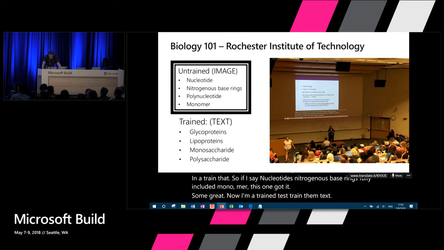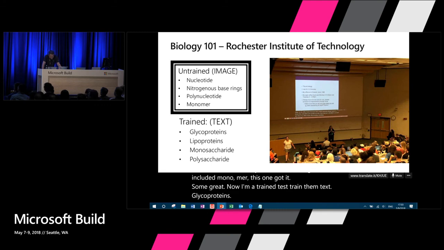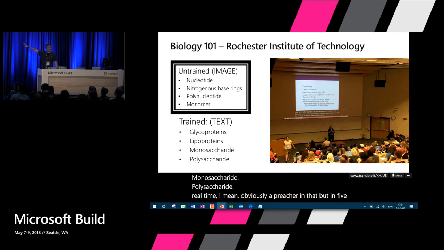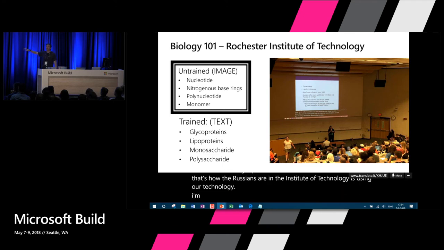Now the trained text. Glycoproteins, lipoproteins, monosaccharide, polysaccharide. Real time, I mean, already I pre-trained that, but in 5 minutes. And that's how the Rochester Institute of Technology is using our technology on real classrooms, because we can adapt to the very specific vocabulary that they need.